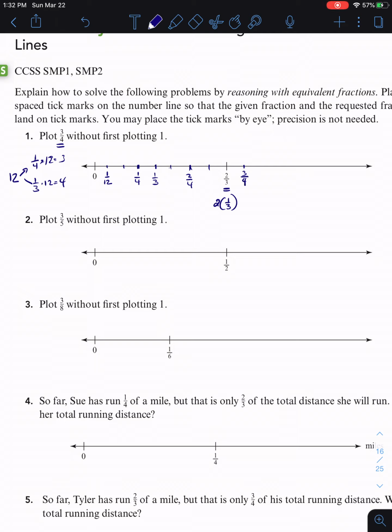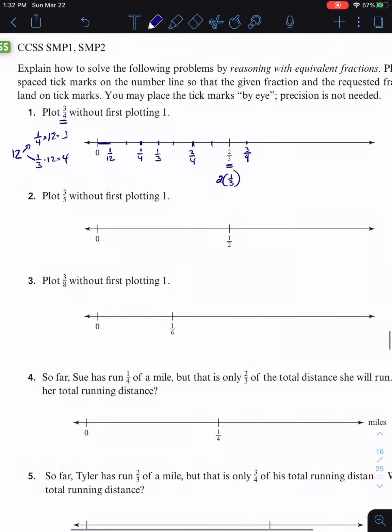So notice that we weren't working towards 1 and then repartitioning. What we were actually doing is looking at that smaller distance, smaller unit fraction that we could use to represent a third and a quarter.